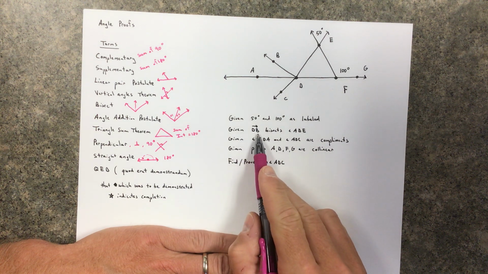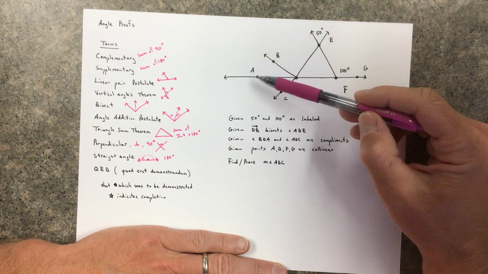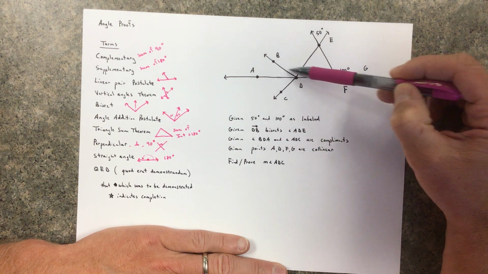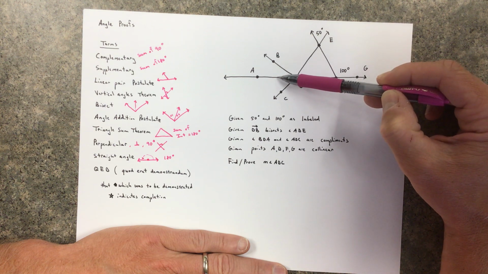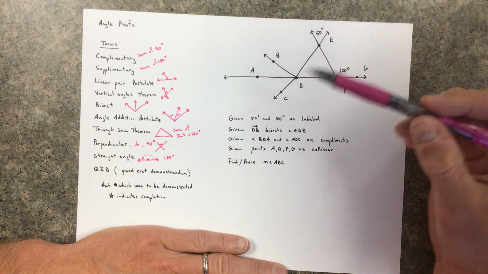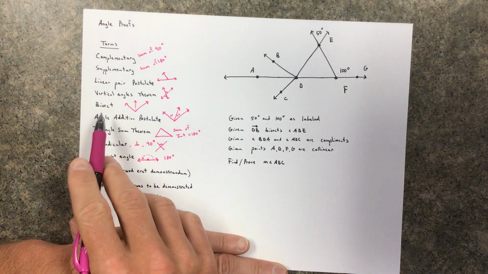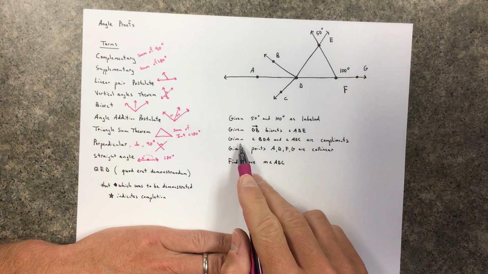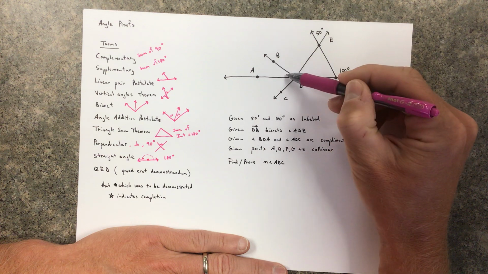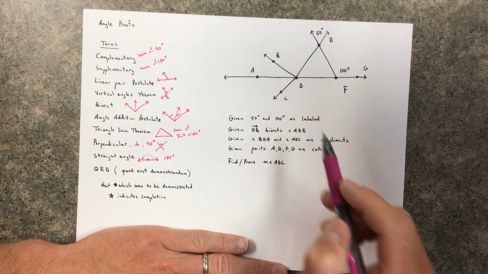Given DB bisects angle ADE, right? Angle ADE is this big angle, and it looks like DB bisects it. So that ray bisects that angle, and I know it doesn't look like it. I didn't draw it amazing, but if it says it bisects it, that means it does, and we know what bisect means. Given that angle BDA, this angle, and ADC, that angle are complements.